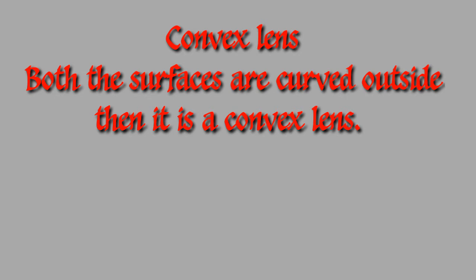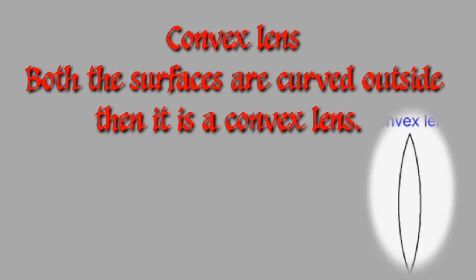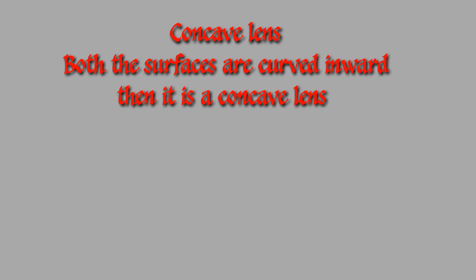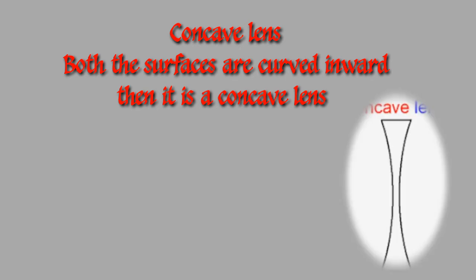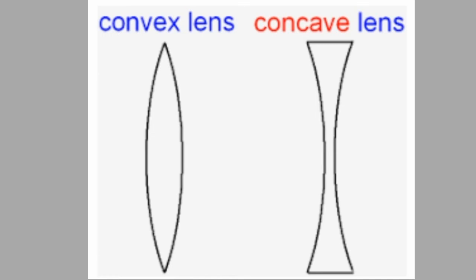If both the surfaces are curved outward, or bulged outward, then that is a convex lens. If both the surfaces are curved inward, or bulged inward, then that is a concave lens. Both surfaces bulged outward, that is a convex lens. Both surfaces curved inward, that is a concave lens.